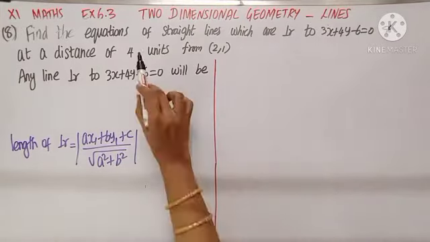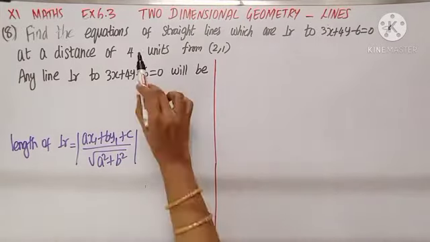As we remove the modulus, I can put plus or minus. It is 8 minus 3 plus k by root of 16 plus 9, that is plus or minus 4. Or we get 5 plus k by root of 25 is plus or minus 4. Root 25 is 5. As I cross multiply, 5 plus k is plus or minus 20. K equals plus 20 minus 5 or minus 20 minus 5. K is 15 or minus 25.